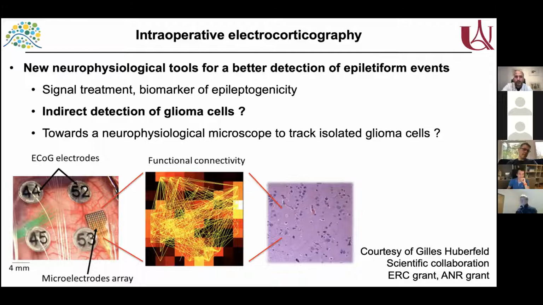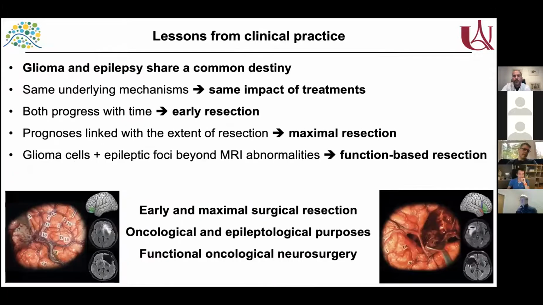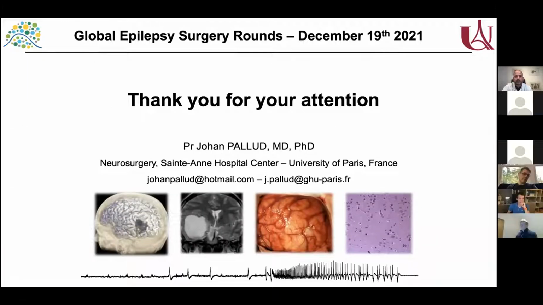And to conclude this talk with the take-home message, we know that both glioma and seizure progress with time. Both oncological and epileptological prognosis are linked to the extent of resection, and we know that glioma cells and epileptogenic foci extend beyond MRI-defined abnormalities. And as a consequence, for a neurosurgeon, I recommend early or maximum function-based resection for diffuse glioma for both oncological and epileptological purposes. So that's all for me. I thank you for your attention.